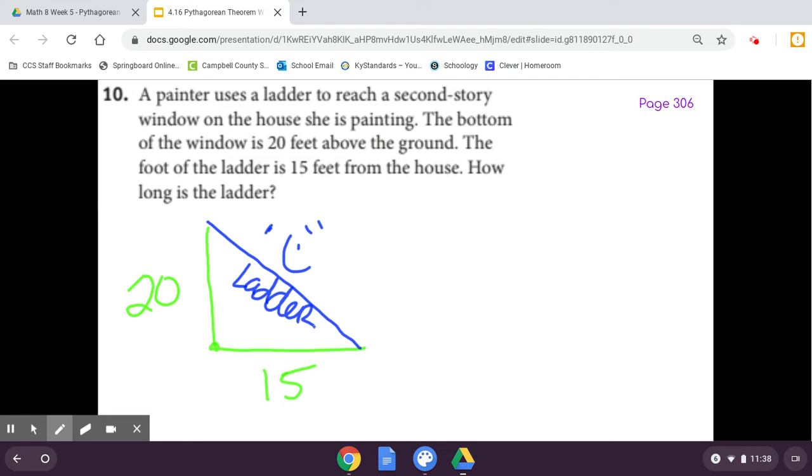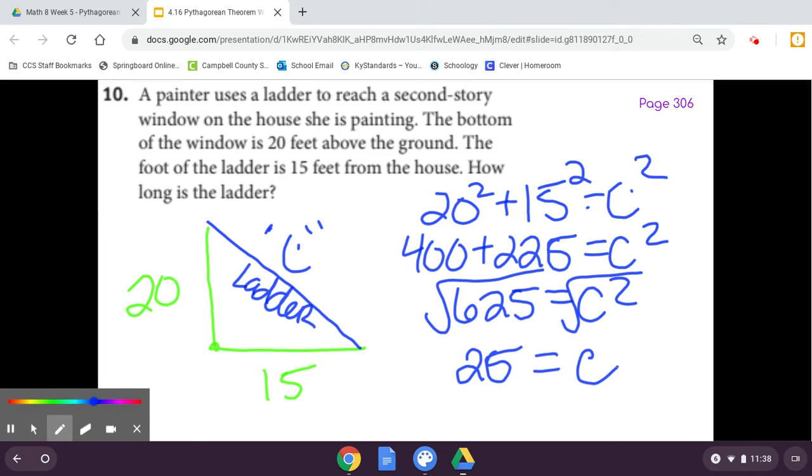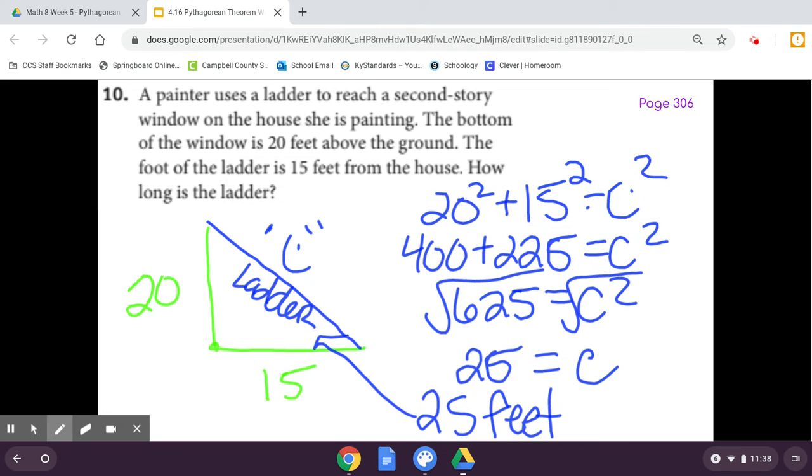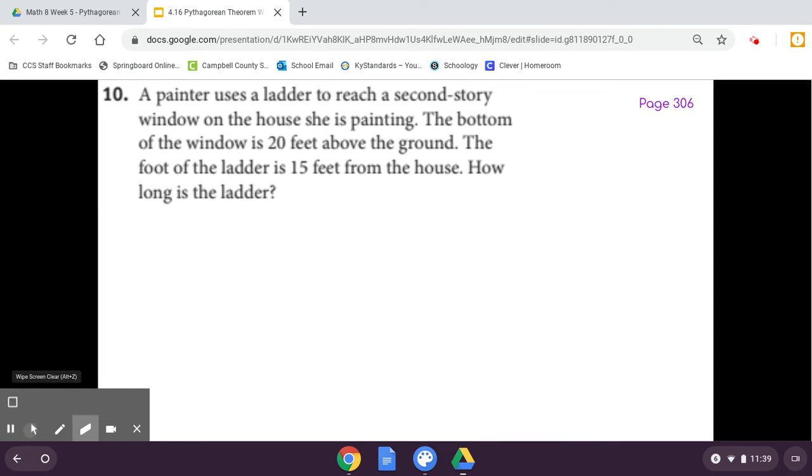So Pythagorean theorem again here. And like I said before, this should be pretty easy for you all to do at this point. As you can see here, I went ahead and finished the problem. C is 25, so that's 25 feet is how long your ladder is. All right. So let's continue on here.